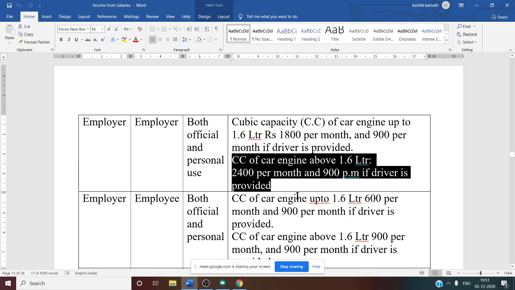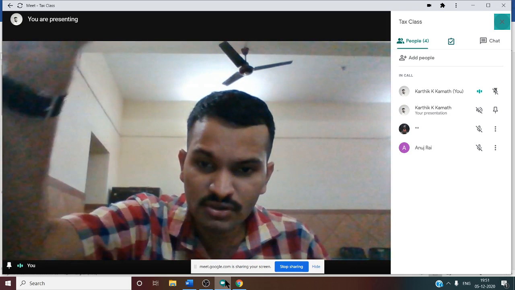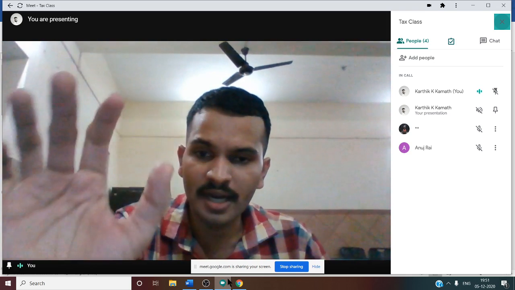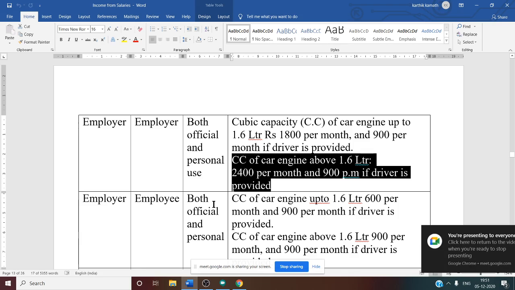If a driver is there for that particular car, 900 per month as a driver's salary you have to consider. Even if a driver's salary is 1200, taxable is only 900. Fixed amount you have to consider, 900 per month is taxable. That is case number 3.